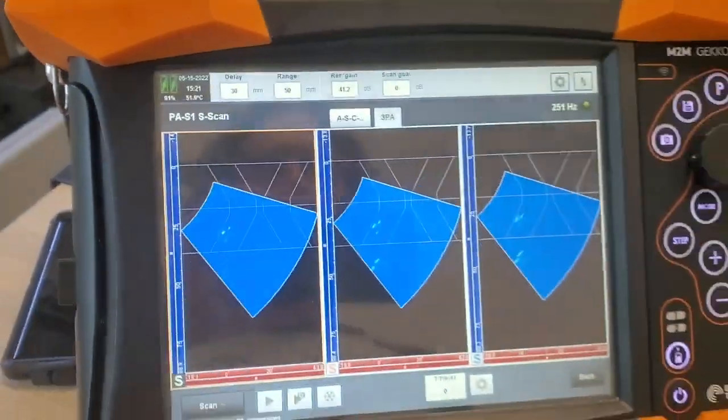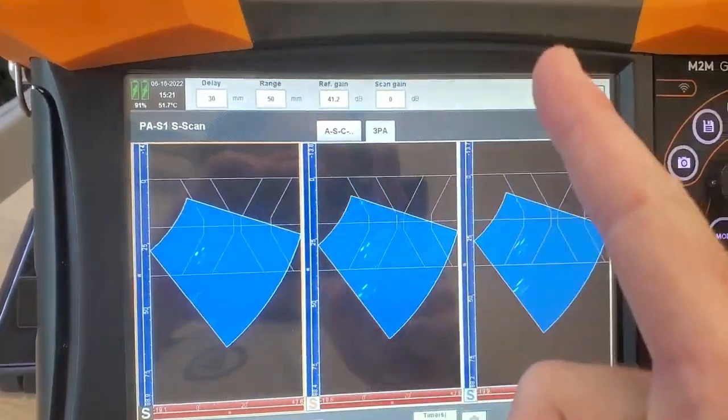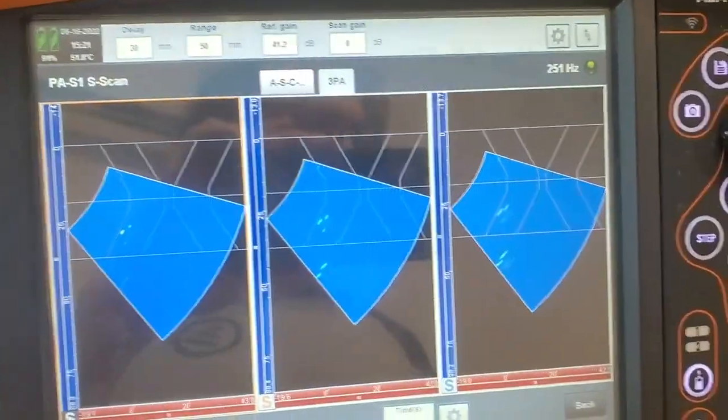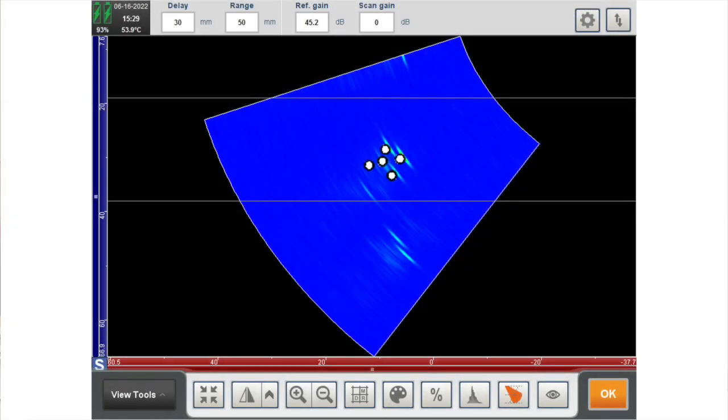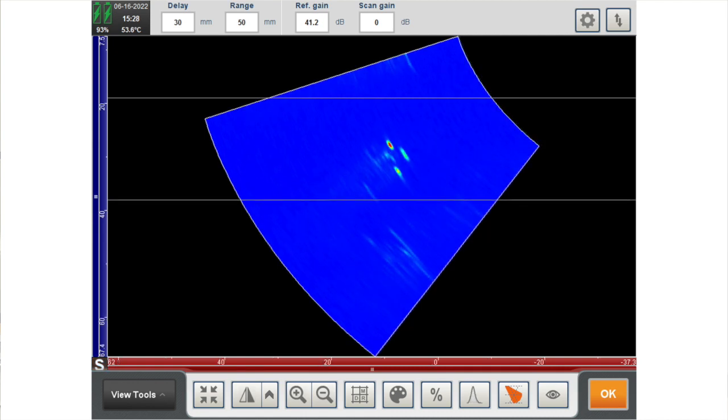I was able to do this because the folks at Edify let me borrow a Gecko, and that machine happened to be a 64 channel unit. We have a block with some side drilled holes in it to simulate porosity. If we start with a 16 element aperture, I suppose it looks okay if you like 16 elements. When we double that to 32 elements, our focusing power becomes better because our near zone's further out. And then if we go again and double it to 64 elements, of course, that looks the best.